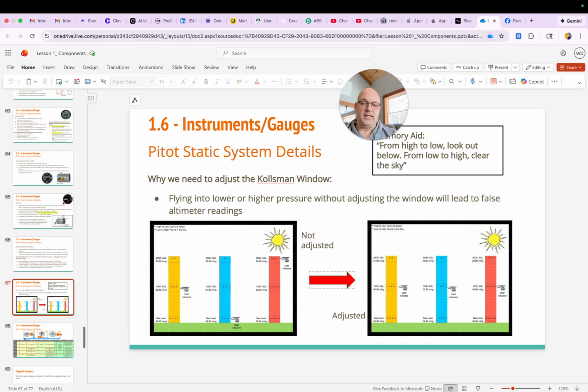Again, this displays what I just talked about, right? From high to low, look out below. From low to high, clear the sky. Lock that into your brain because that is so critically important. Again, if you're flying local, it's not really all that relevant. But if you're flying longer distances, you might be crossing over from high to low pressure or low pressure to high pressure. This becomes critically important, especially if you're flying at night, and even more important if you're flying IFR in mountainous terrain, right? Again, that won't be you today, but it is something you need to take into account.